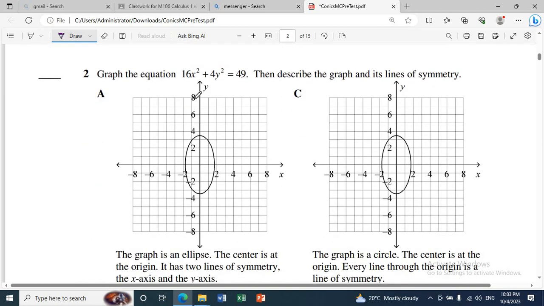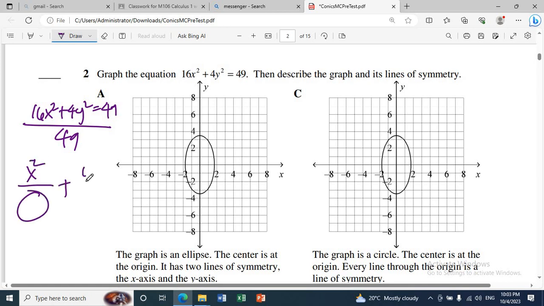Graph the equation 16x squared plus 4y squared equals 49. So this one is an ellipse. Okay. So if you divide everything by 49, okay. So this one, obviously, we have x squared all over something plus y squared all over something is equal to 1. So this is now an ellipse.